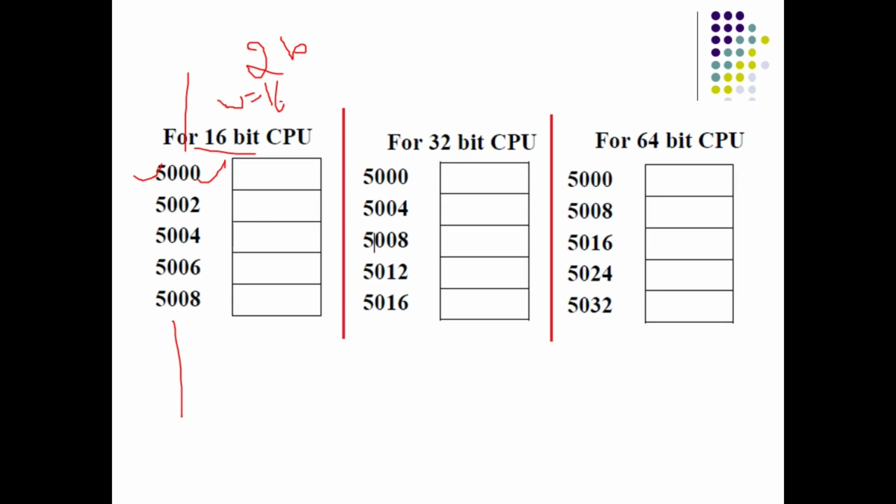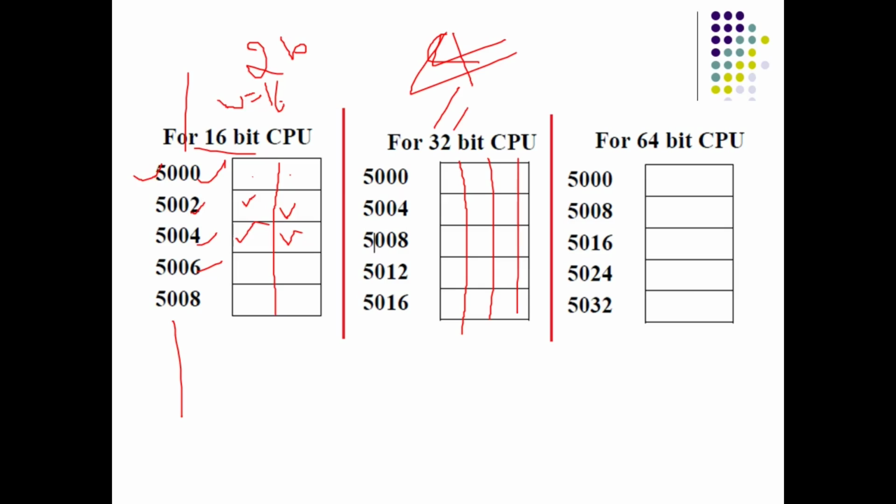So every word address is a multiple of 2, and there are 2 bytes here: 5000, 5001, 5002, 5003, 5004, 5005. Similarly, here it is 32-bit. Word length is 32 bits, which means 4 bytes. So there are 4 bytes here: 5000, 5001, 5002, 5003. The next starts from 5004. See, a multiple of 4. Similarly, this is 8 bytes, a multiple of 8.